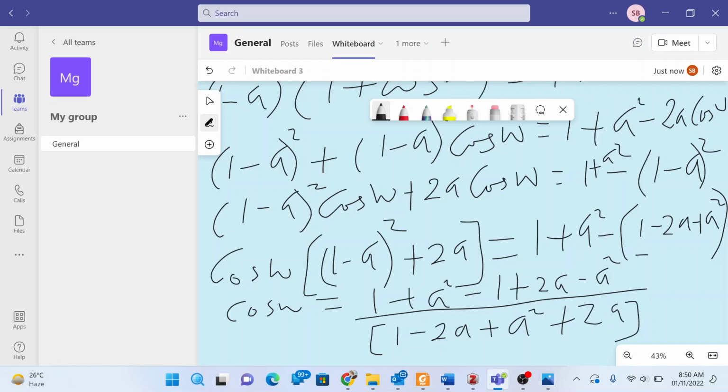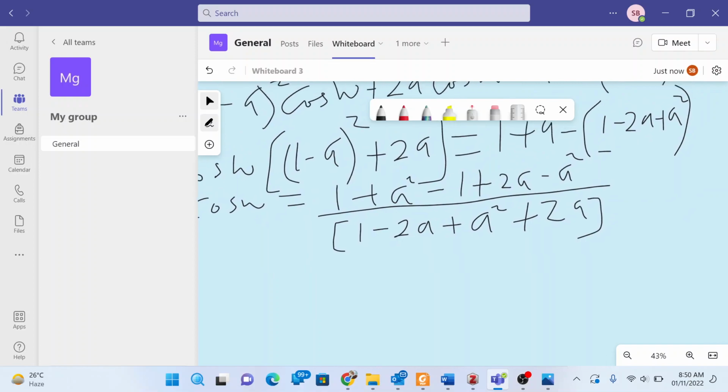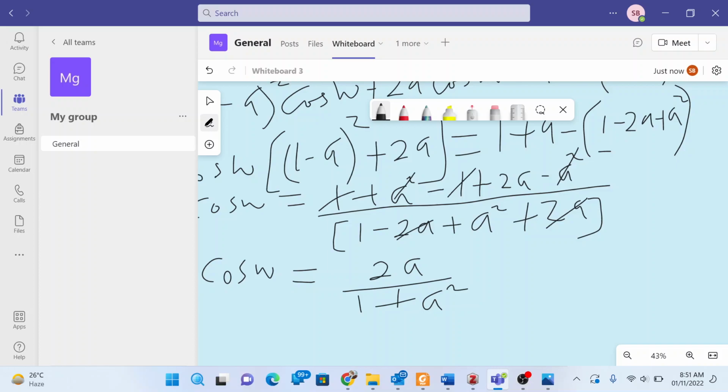Okay, so this is now going to be... at this point you see that this can cut this, and that this one will also cut this, so then 1 will also cut minus 1. So at the numerator we are left with 2a. That means cos omega is equal to 2a all over 1 plus a squared. So that's cos omega.